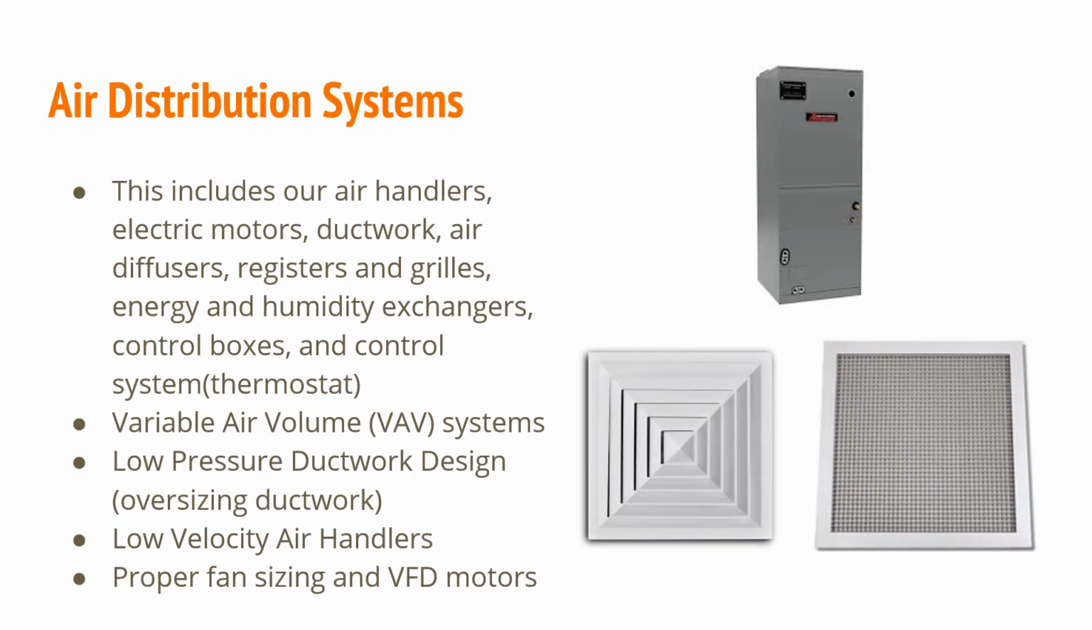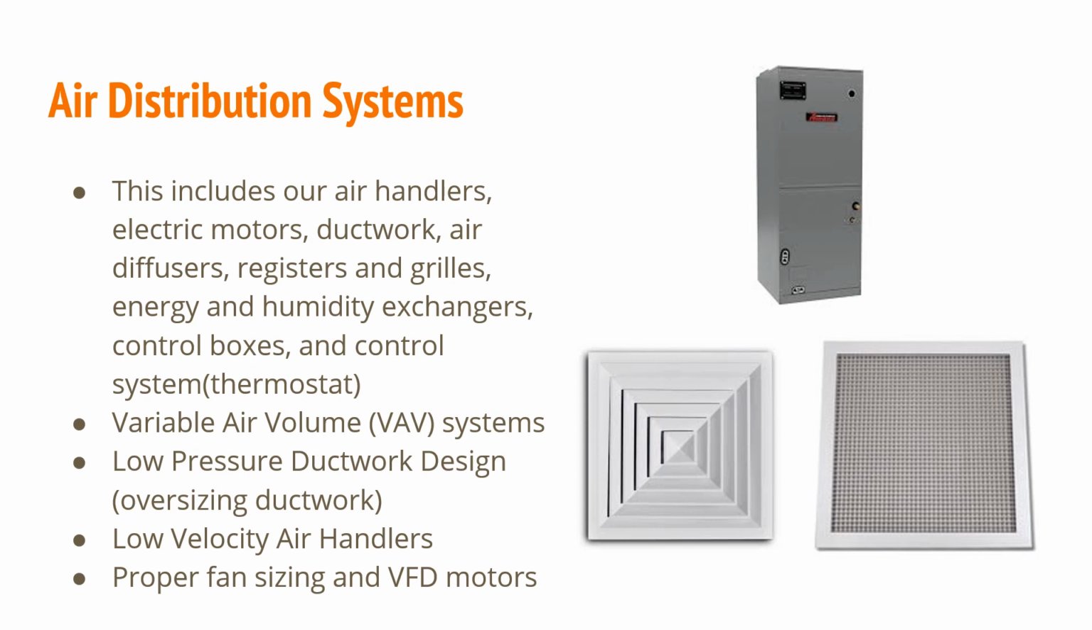Next up, we have air distribution systems. That would be the A of our HVAC, which includes air handlers, electric motors, ductwork, air diffusers. The list goes on and on. Anything that circulates air through the building is an air distribution system.